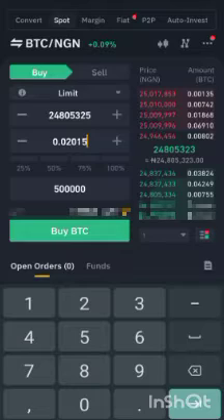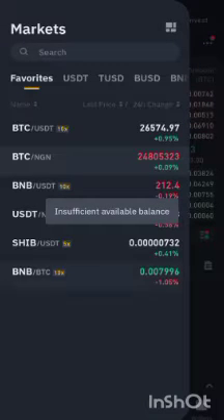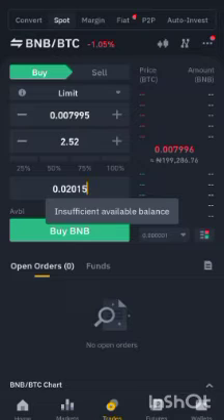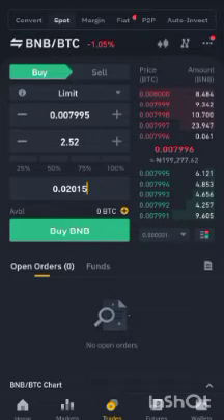Now all you have to do is switch your market to BNB BTC, because we want to use our BTC to get what? We want to use our BTC to get BNB. Now that BTC that we got before, we paste it here. We'll be getting 2.52 BNB.